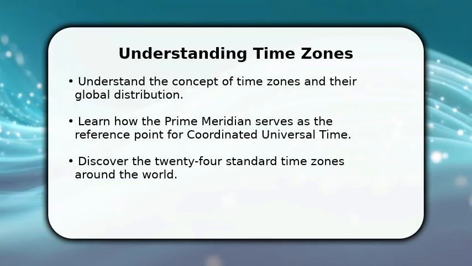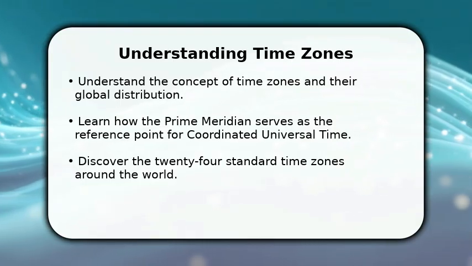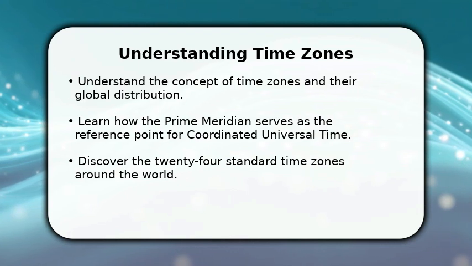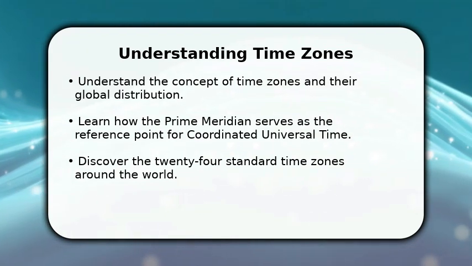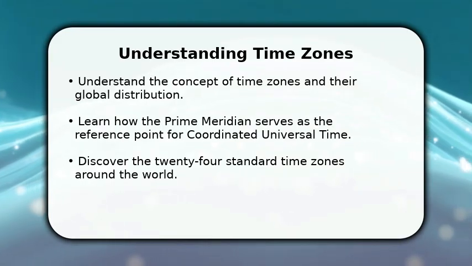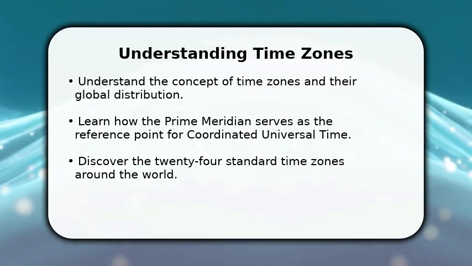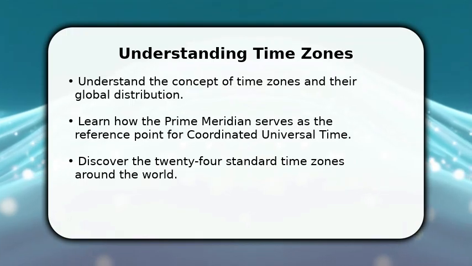Every 15 degrees of longitude roughly corresponds to one time zone. This system helps us standardize time globally, making it easier to coordinate activities across vast distances. We'll explore how these zones are visually represented and interpreted.